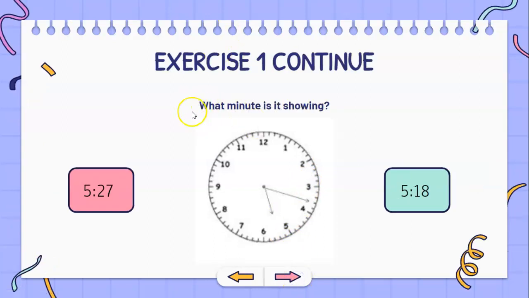You're now going to determine what minutes this is showing. It's still the same clock, so it's still 5. We just need to determine where this minute hand is. We know 1 is 5 minutes, 2 is 10 minutes, 3 is 15 minutes. So how many more check marks do we have? Yeah, we have 3. So we go 15, 16, 17, 18. So this time is 5:18.